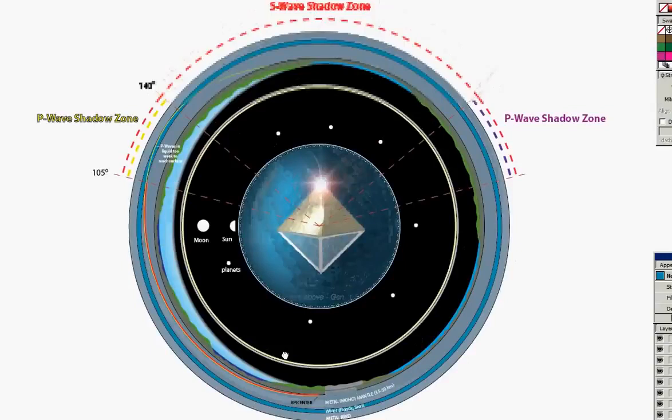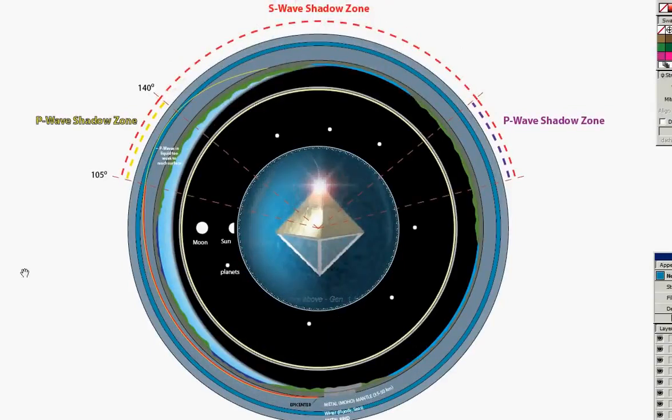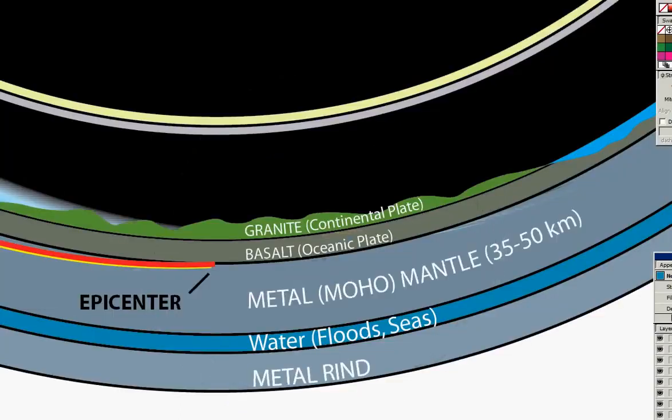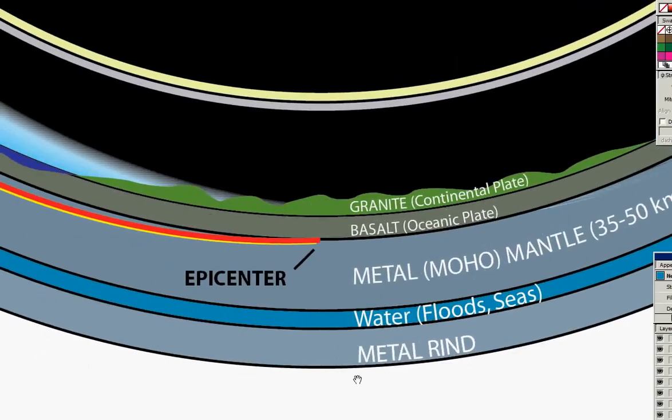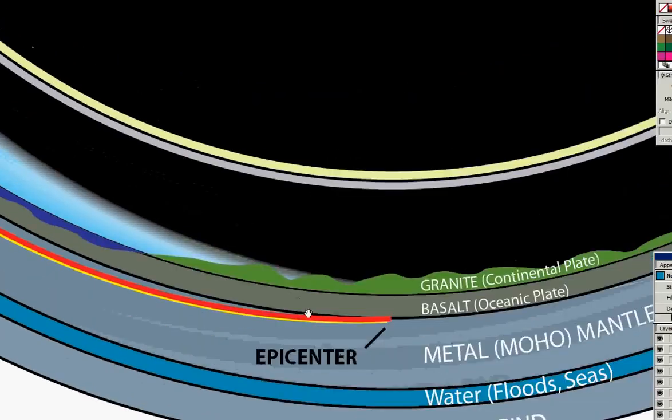The inverted hollow Earth. Right here, I'm going to zoom in over there. Right there is the epicenter. Let's say the epicenter of an earthquake happens right there. This is the continental, the granite plate. This is the basalt, the oceanic plate. I'm saying beneath that is the Moho, the mantle. That's made out of metal. And then there's another layer of water. This is just speculation, but I believe this is what I've concluded. And then there's also a metal rind, and possibly even more layers of metal beneath that.